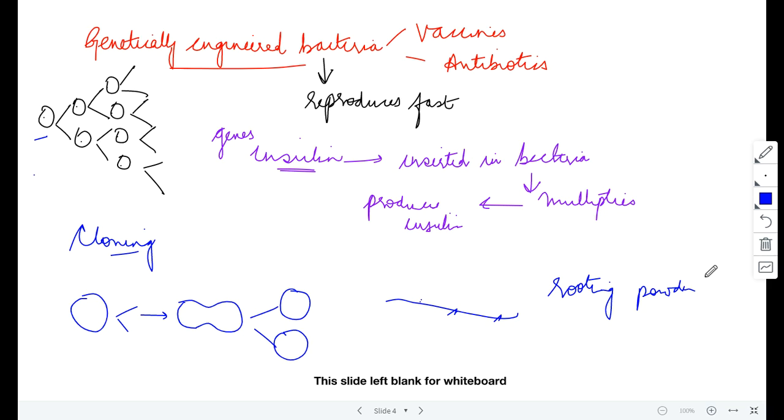But then, what is the difference between this and genetically engineered organisms? There you are also getting new characteristics. See, in cloning, you don't get a new characteristic. In fact, you get new plants very easily. You have taken a cutting and you have grown that plant. So that means the plant is going to grow up very quickly.